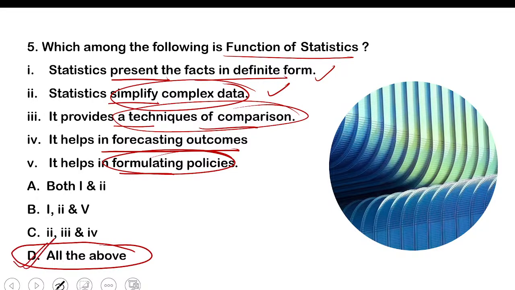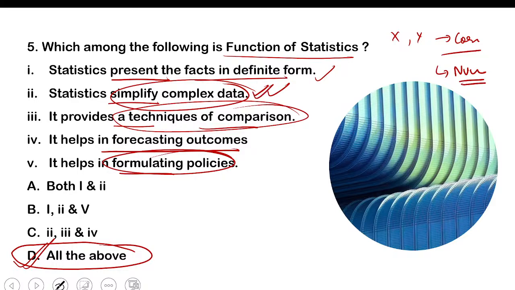Why? Because statistics is representing our facts in very definite form. Because you're drawing a conclusion out of it. When you say that X and Y are related, right? You remember correlation where you were given a numerical value to correlate two things, right? Which will establish how closely the elements are related.